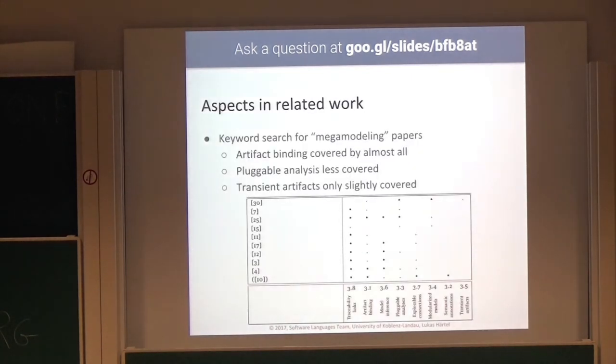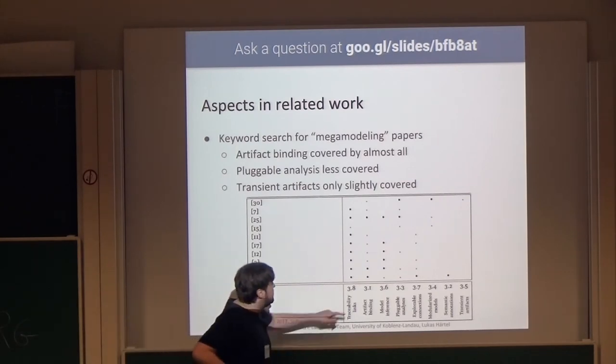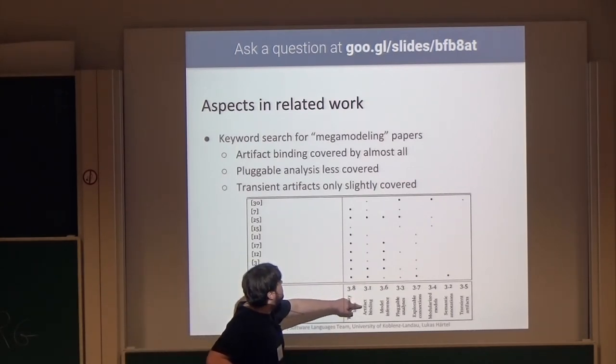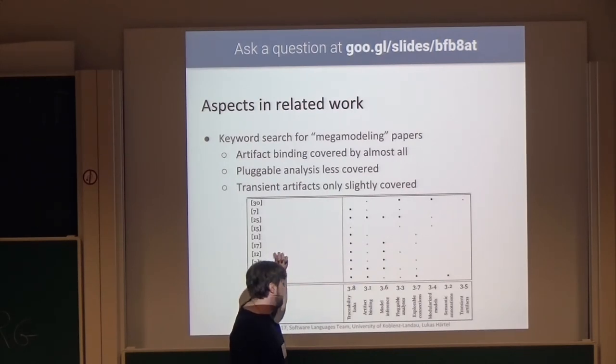So I want to go over how we evaluated this just a little bit. What we tried to find is papers that actually do mega modeling in the sense that we do, and try to find the aspects and how they were handling this. And I want to mention this, the artifact binding, you see it's 3.1. This is covered very well among almost everything. The smaller dots are not covered as much. The bigger dots are covered pretty well.